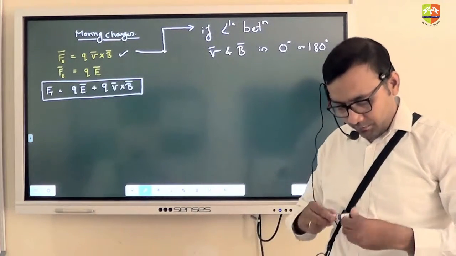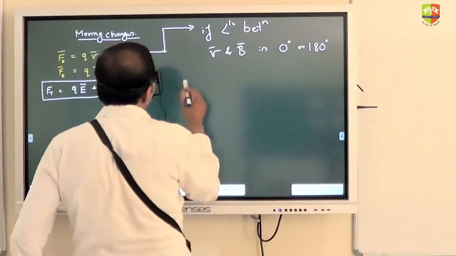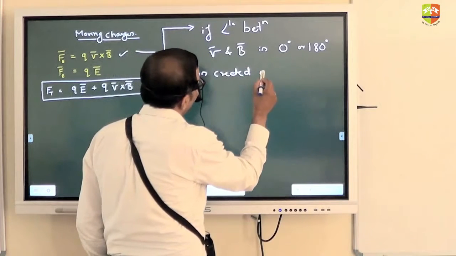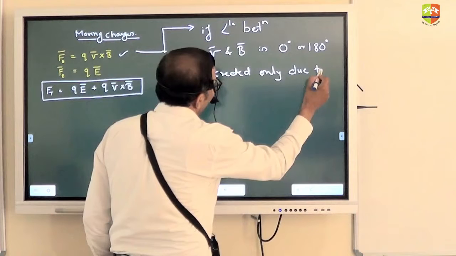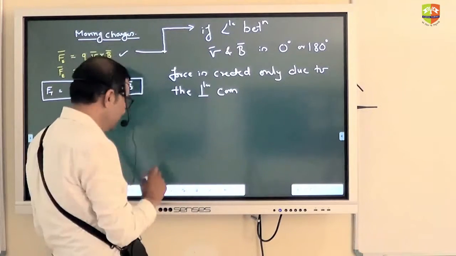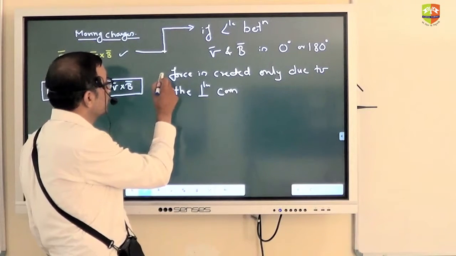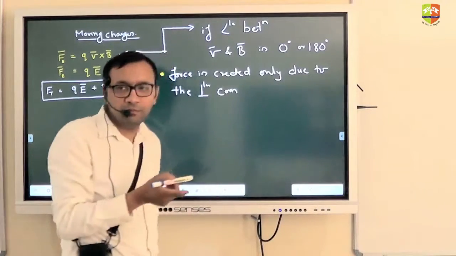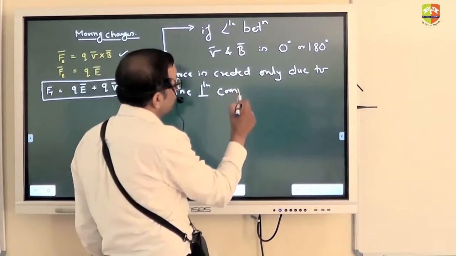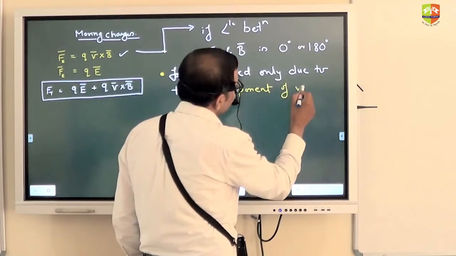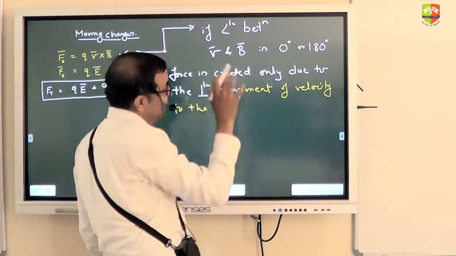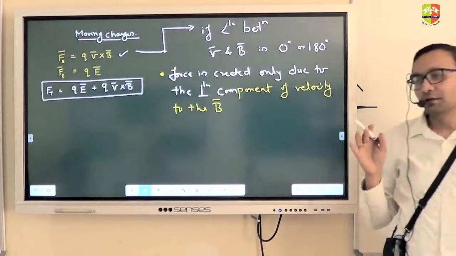The second observation, as Mr. Bharat has pointed out, is force is created only due to the perpendicular component of velocity to the magnetic field. I mean, these things are very obvious, okay? But then you need to register in your brain, otherwise you will not be able to use it in numericals. Even force equal to mass and acceleration was very obvious, but we still struggle to apply it. So basically, perpendicular to the magnetic field, whatever is the velocity, the force is because of that.